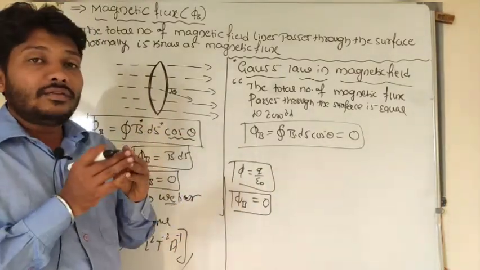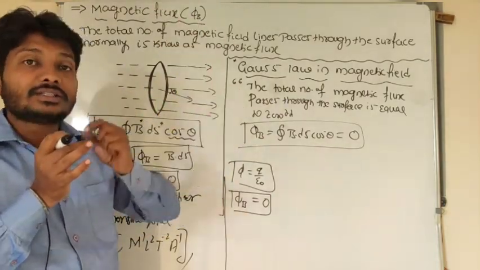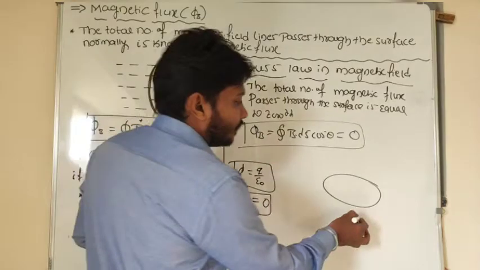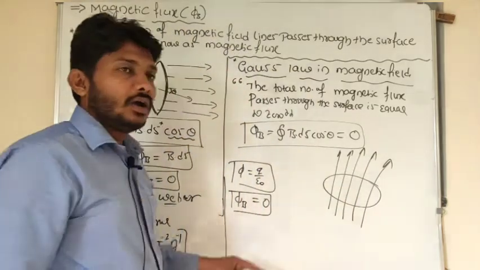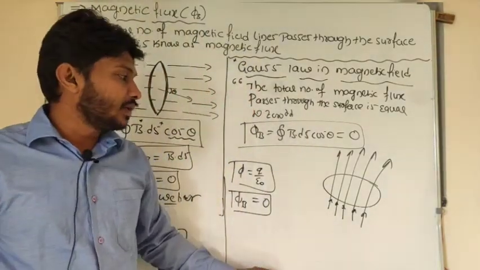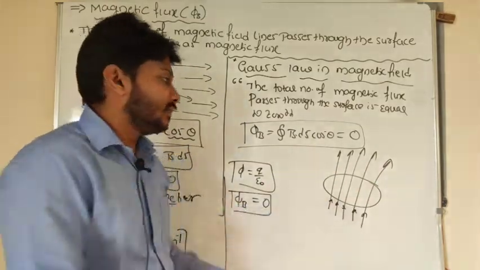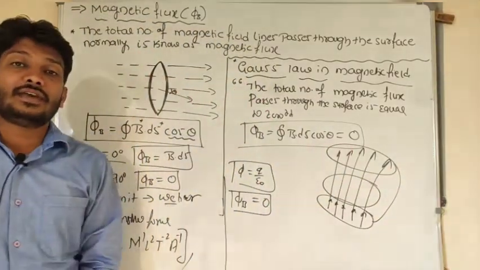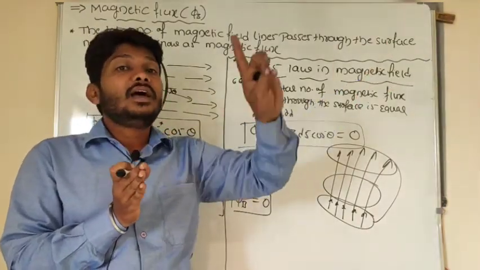Because whatever number of magnetic field lines are entering the surface, those same number of magnetic field lines will leave the surface. For example, treat this as one surface. From this surface magnetic field lines are leaving out. How many magnetic field lines are leaving here? That many magnetic field lines will enter here. The total number of magnetic field lines entering the surface is equal to the number leaving the surface.